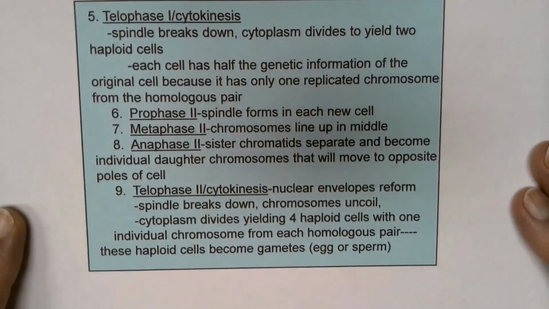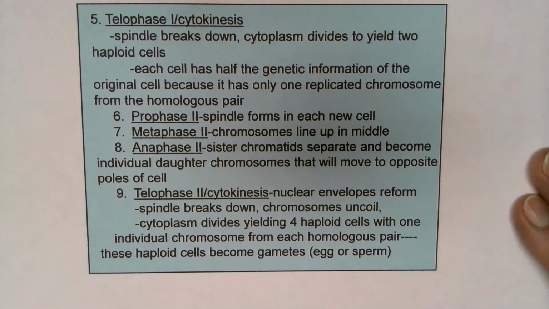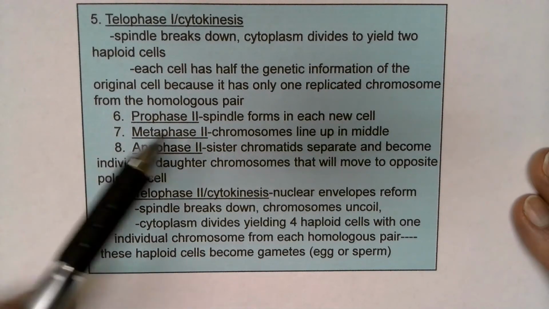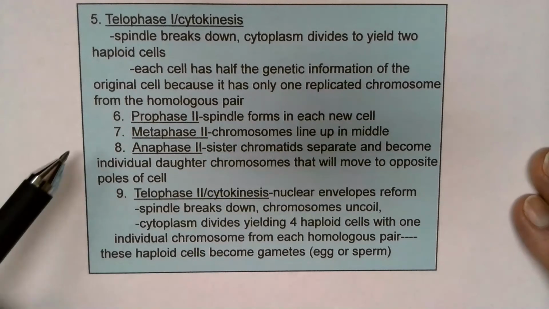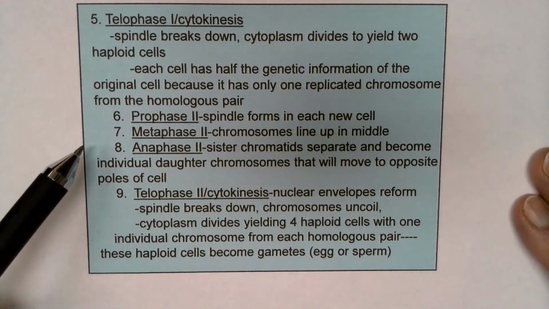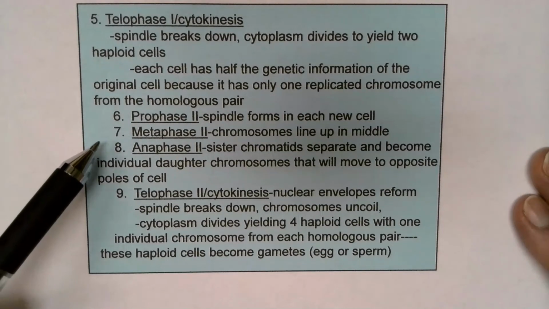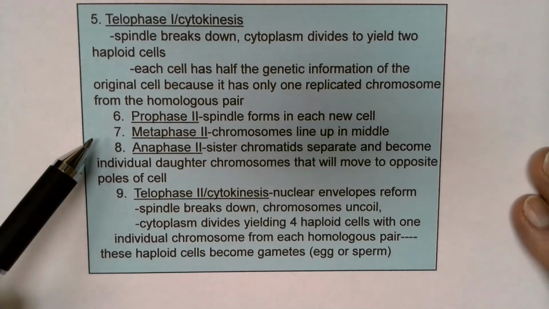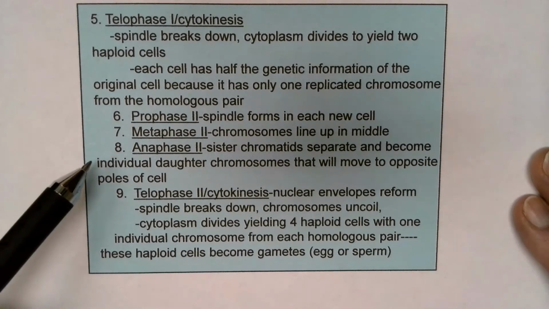So let's go back up here, okay, and then we'll go back to that diagram. So then prophase 2 is going to happen. Spindle fibers are going to form in each new cell. In metaphase 2, the chromosomes are going to line up in the middle of the cell. Kind of envision mitosis with that, and metaphase of mitosis. In anaphase 2, the sister chromatids are going to separate, become individual daughter chromosomes, and move to opposite poles of the cell. Envision anaphase of mitosis. Okay, that's what that's going to look a little more like.